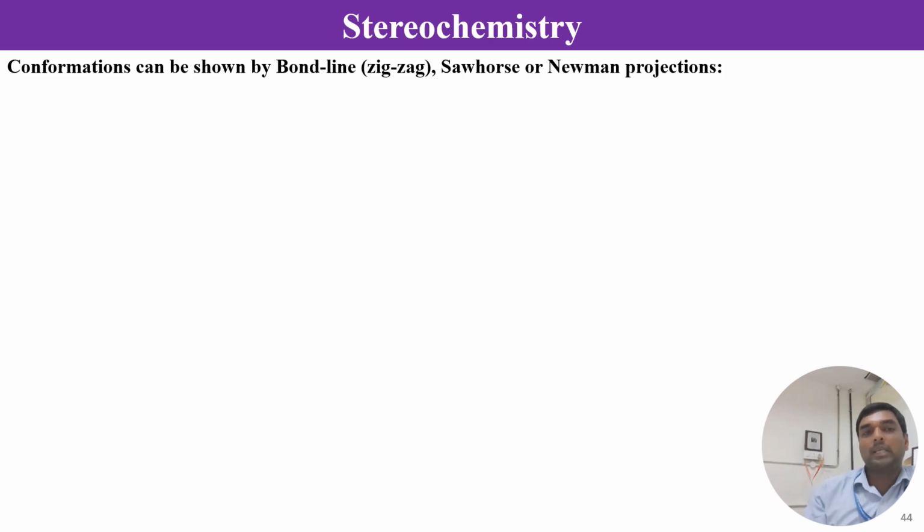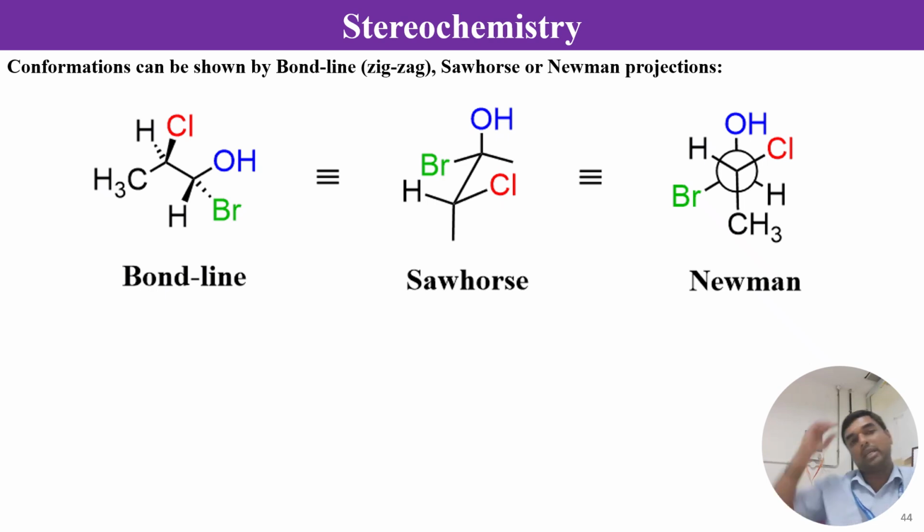So conformation can be shown by bond line projection. You can have the bond line, then Sawhorse, and then the Newman projection formula. How is it formed? You can see that OH is up, hydrogen and bromine are down, and then methyl is down, hydrogen and chlorine are up.